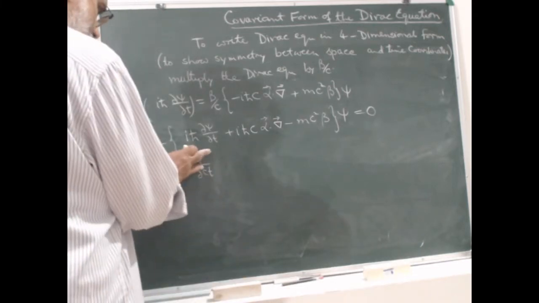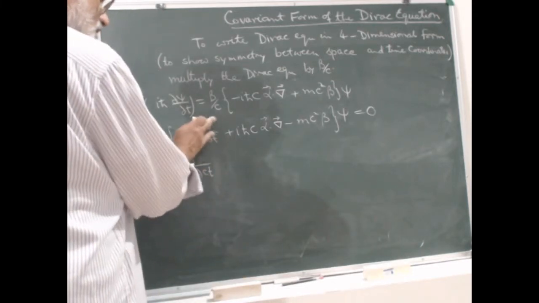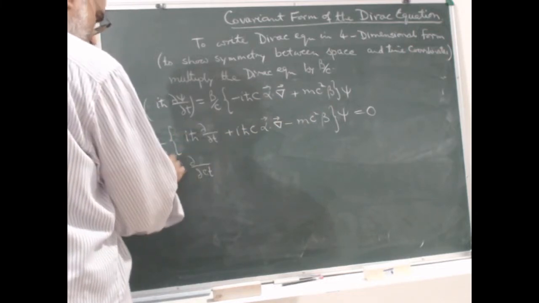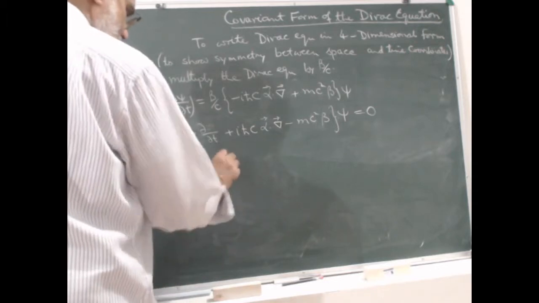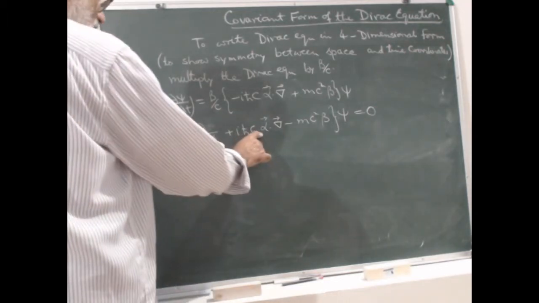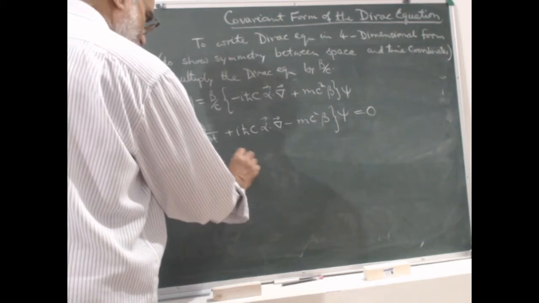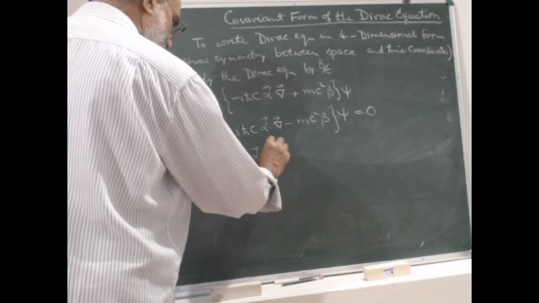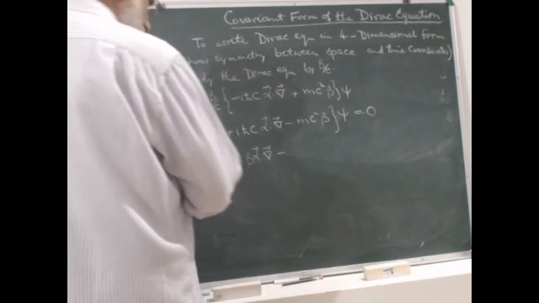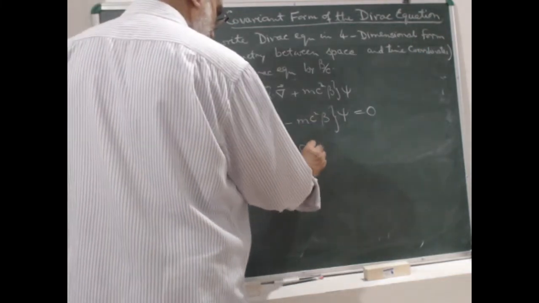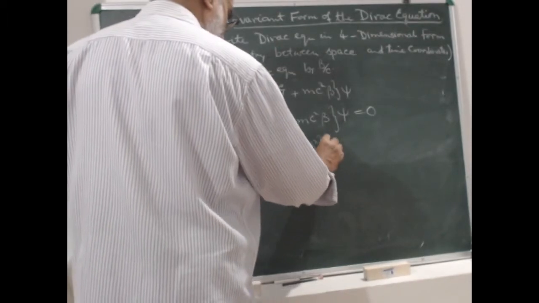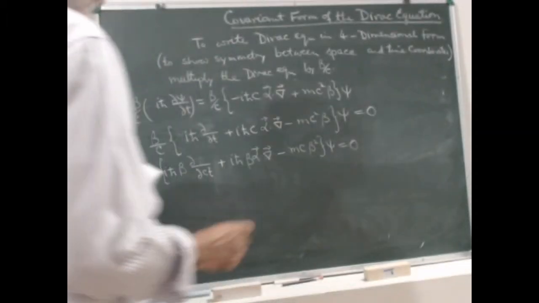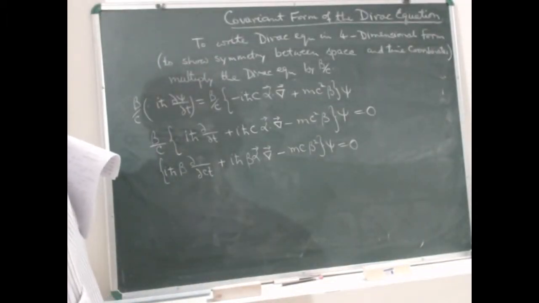Or take the psi will be taken out, but psi is there. No need to write psi. So c cancels out. This will be i h cross beta alpha delta minus, c cancels out, this is m c beta square and psi. Now let us denote beta by gamma 0.